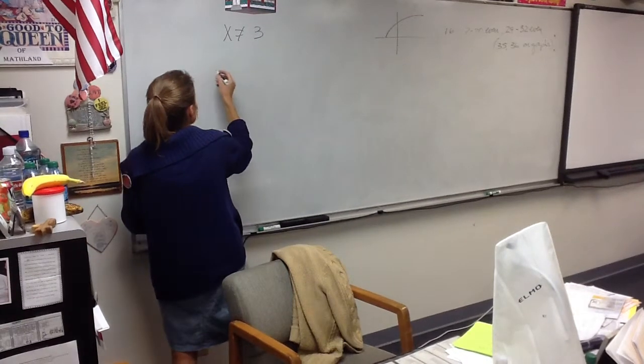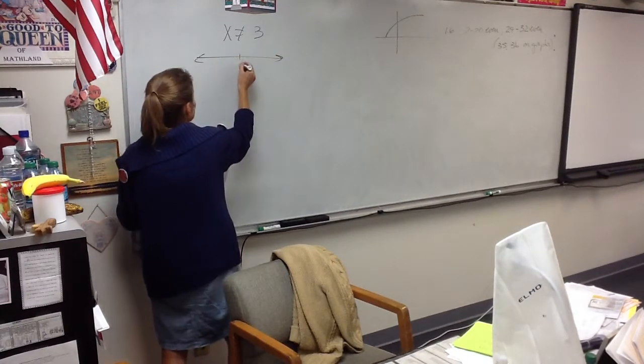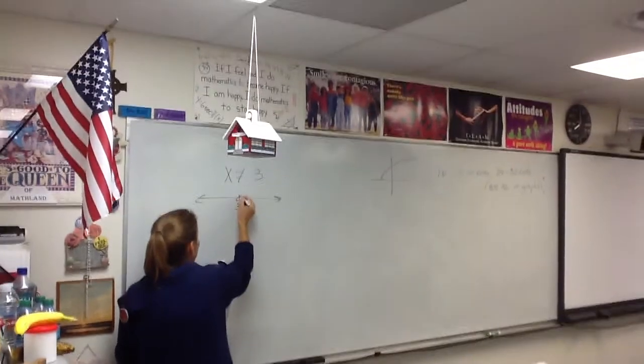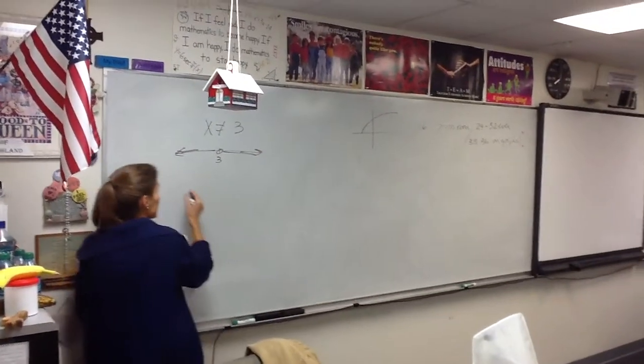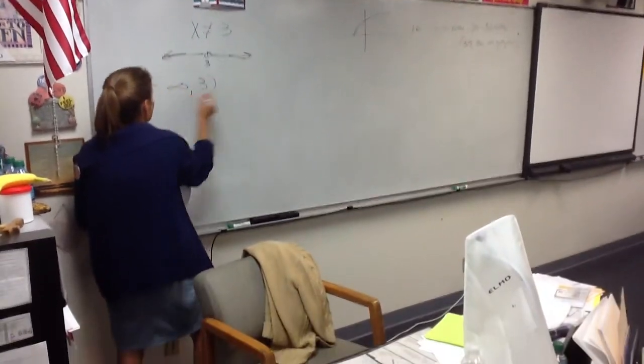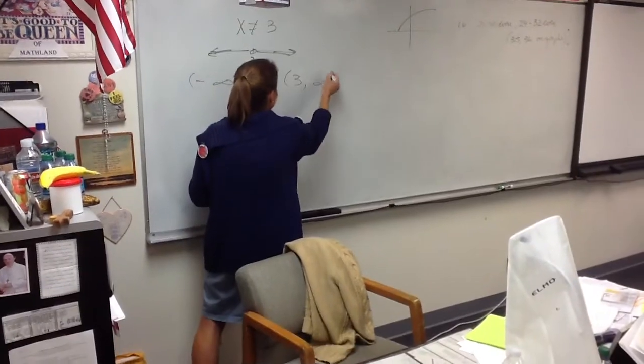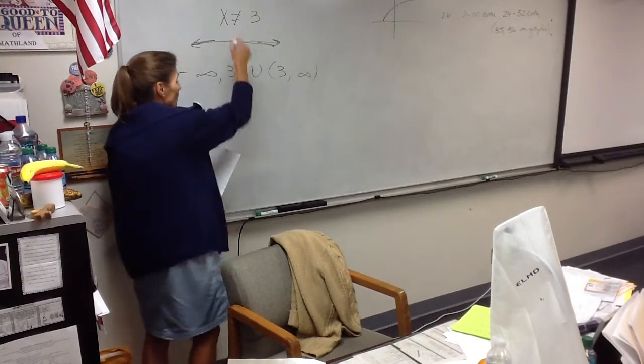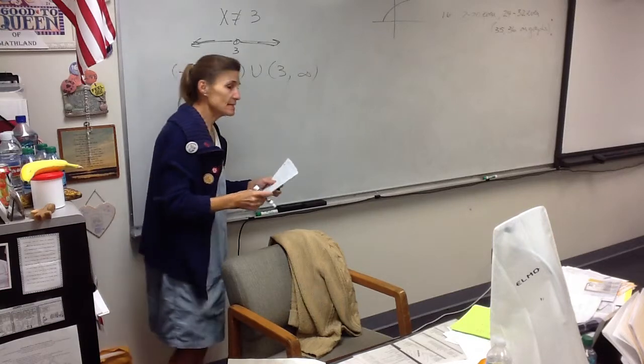Write that in interval notation. Keep in mind what this means is everything except 3, right? So we're talking about everything except 3. So from negative infinity to 3, or from 3 to infinity. Either way is fine. How about C?